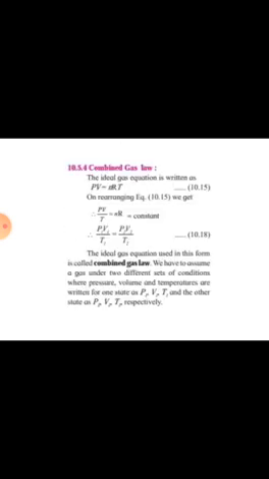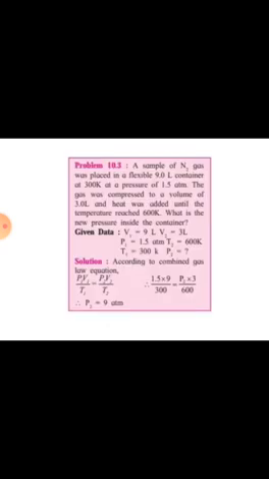Combined gas law. The ideal gas equation is PV is equal to nRT. On rearranging we get PV upon T is equal to nR, so P1 V1 upon T1 is equal to P2 V2 upon T2. The ideal gas equation used in this form is called the combined gas law. We have to assume a gas under two different sets of conditions, where pressure, volume and temperature are written for one state as P1, V1 and T1 and for the other as P2, V2 and T2 respectively.